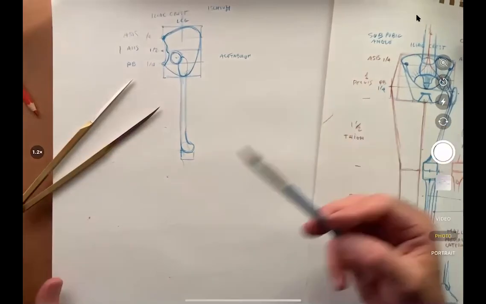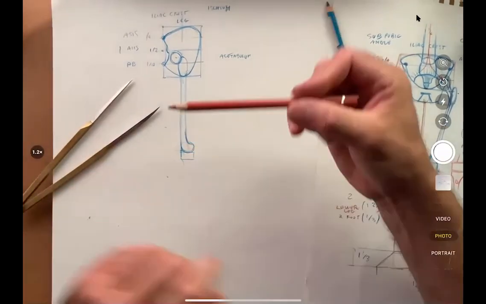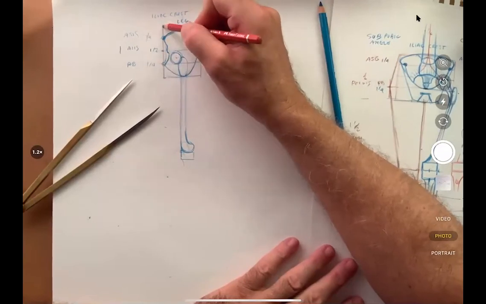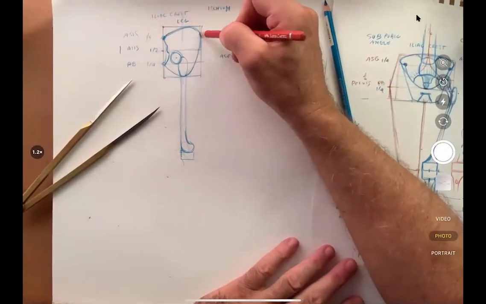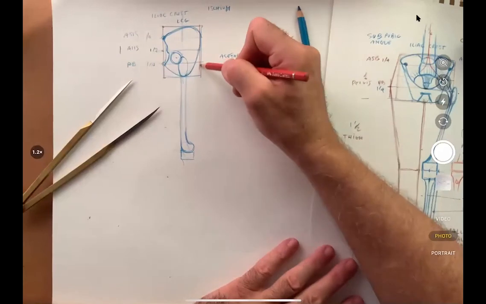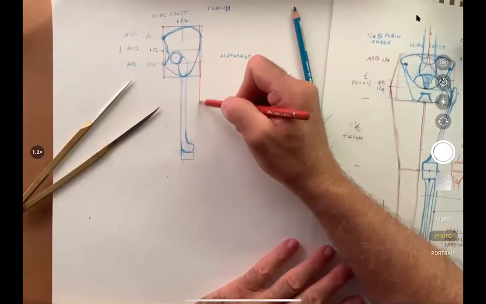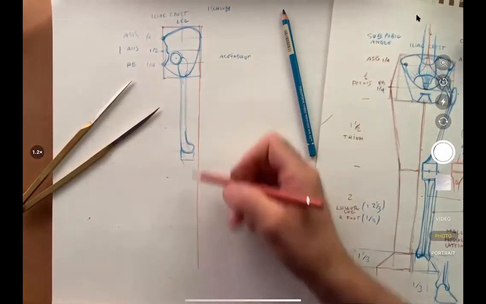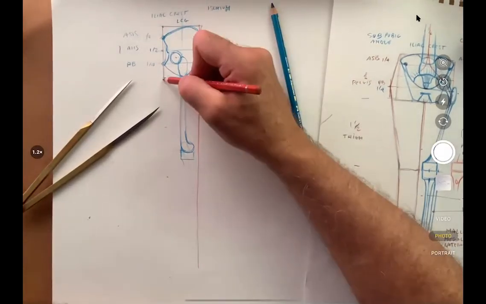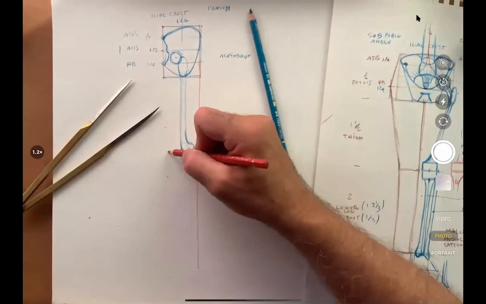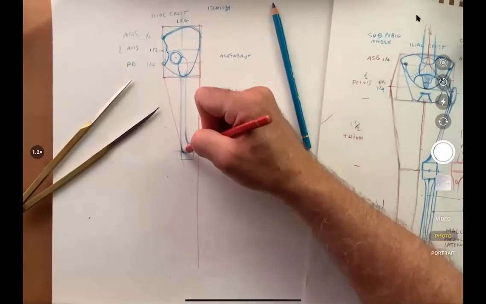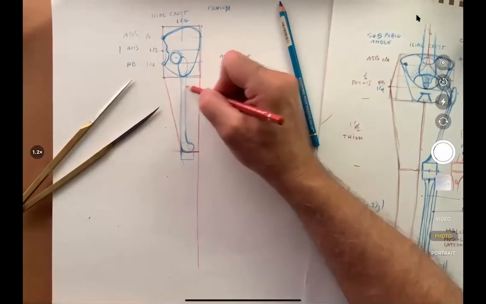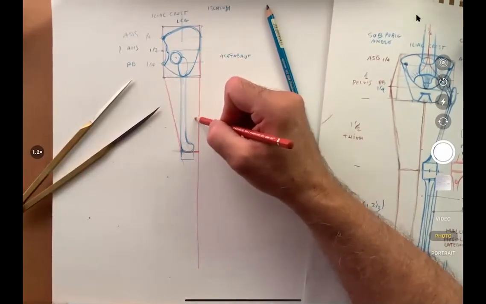And now let's block in a little bit of volume, stereometric volume. So this is the stereometric volume of the pelvis, right? Here, here, and here. Coming down like this, straight down like this. This is, from here to here, down like this. This is the volume of the thigh.